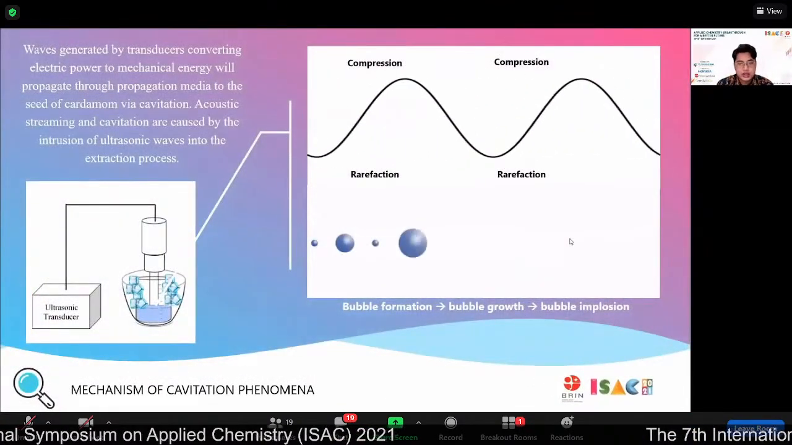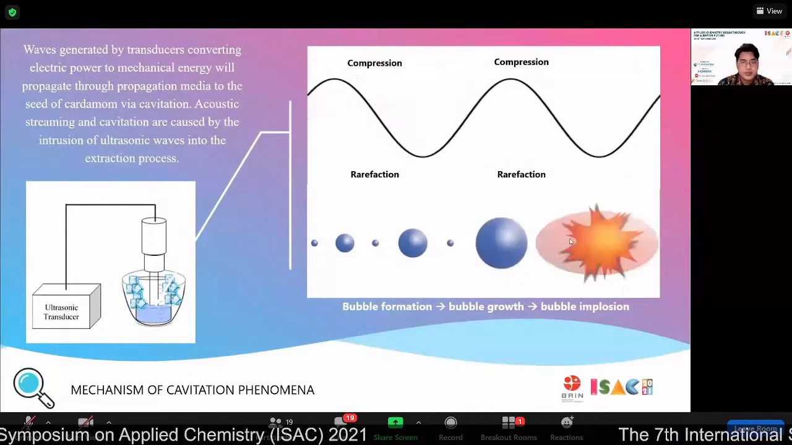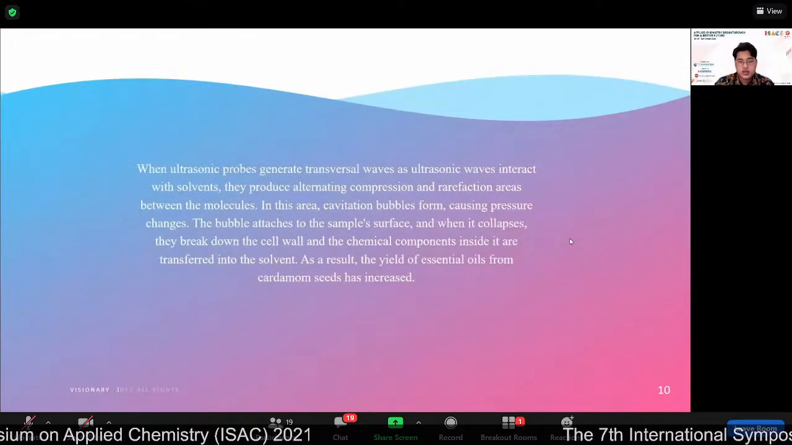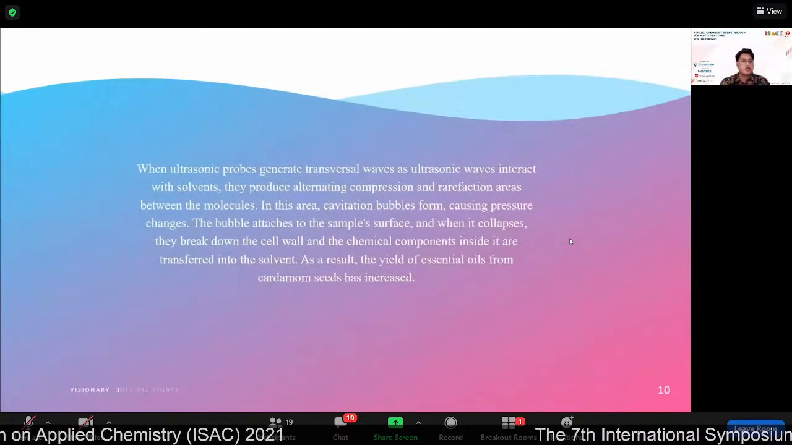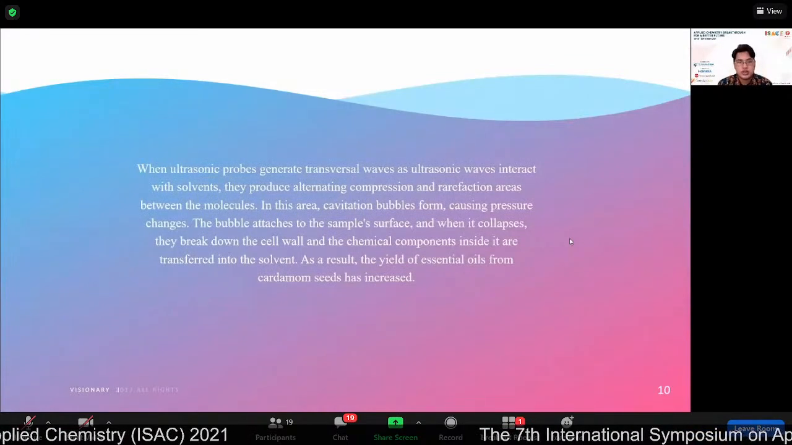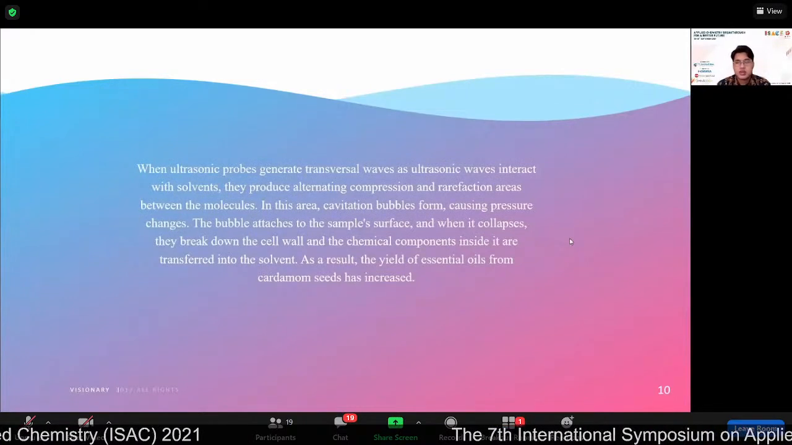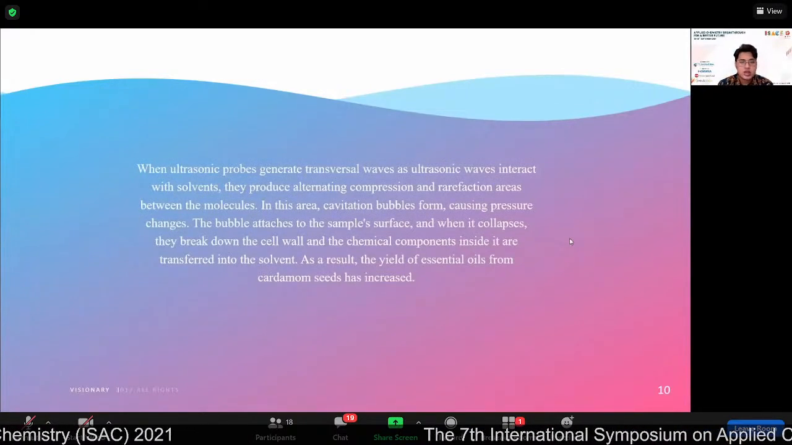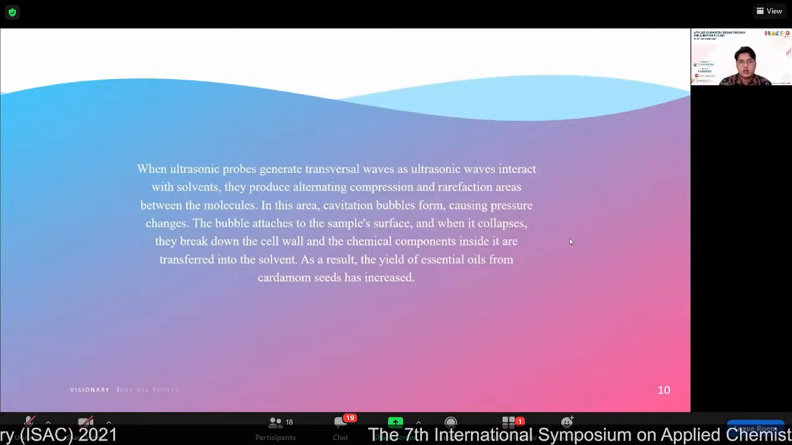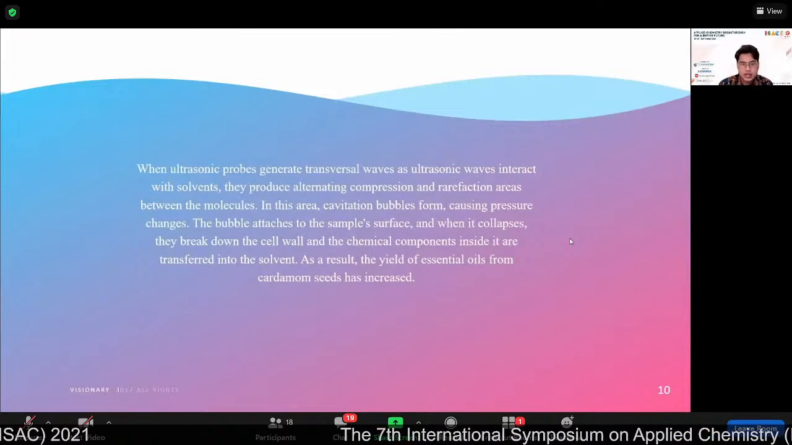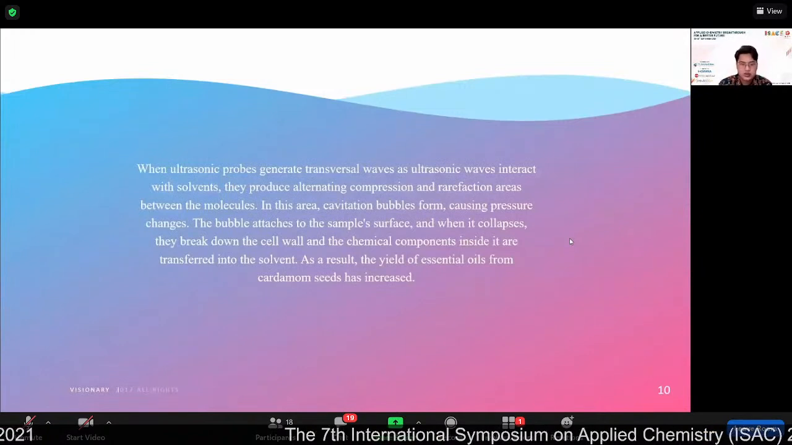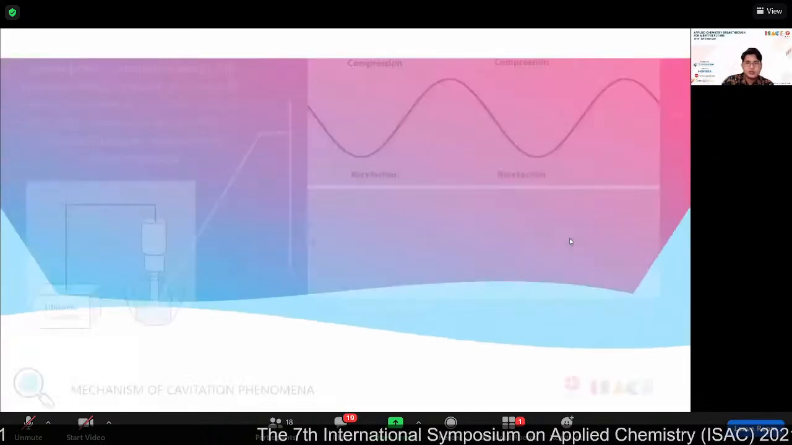All the results can be explained through the cavitation mechanism. When ultrasonic probes generate transversal waves, as ultrasonic waves interact with the solvent, they produce alternating compression and rarefaction areas between the molecules. In this area, cavitation bubbles form, causing pressure change. The bubble attaches to the sample surface, and when it collapses, it breaks down the cell walls, and the chemical components inside are transferred into the solvent. As a result, the yield of essential oil from cardamom seed has increased.